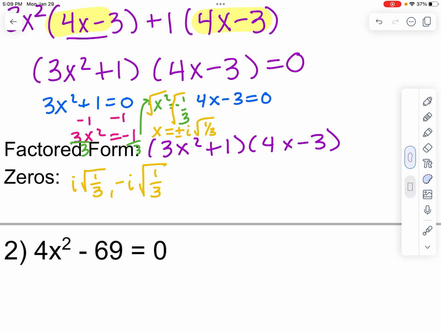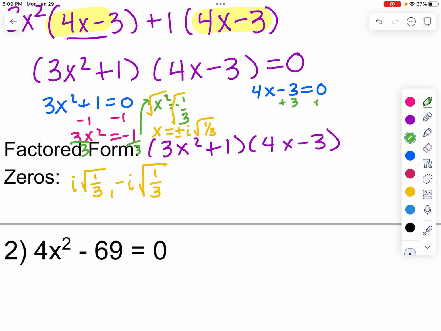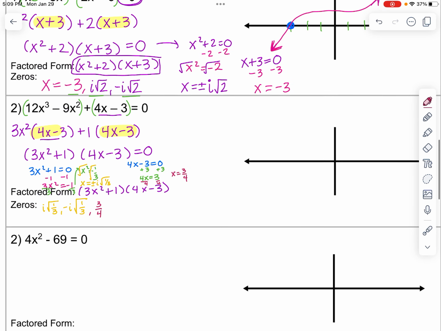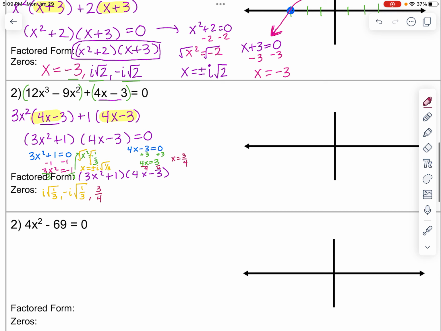And then for the second one, let me move that over since I kind of ran out of room. I'm going to add 3 to both sides, and I get 4x equals 3. And then I'll divide by 4 on both sides and get x equals 3/4. And there's our last one, 3/4. All right, now to plot this on the graph, 3/4 would be somewhere less than 1, so maybe about here.